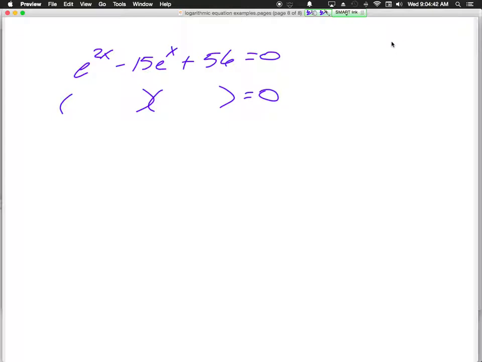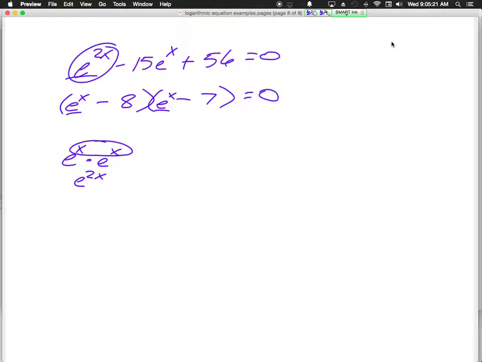So how do you think we want to factor this? Factors of 56 that add to give me 15, so what would that be? 8 and 7, and both of them are negative. The question is, what goes over there? e to the x goes over here. So the question is, how do I end up with e to the 2x if I've got an e to the x and an e to the x here? You have to remember your exponent rules. If I have e to the x times e to the x, what do we do with the exponents? You add them. So that ends up giving me e to the 2x.